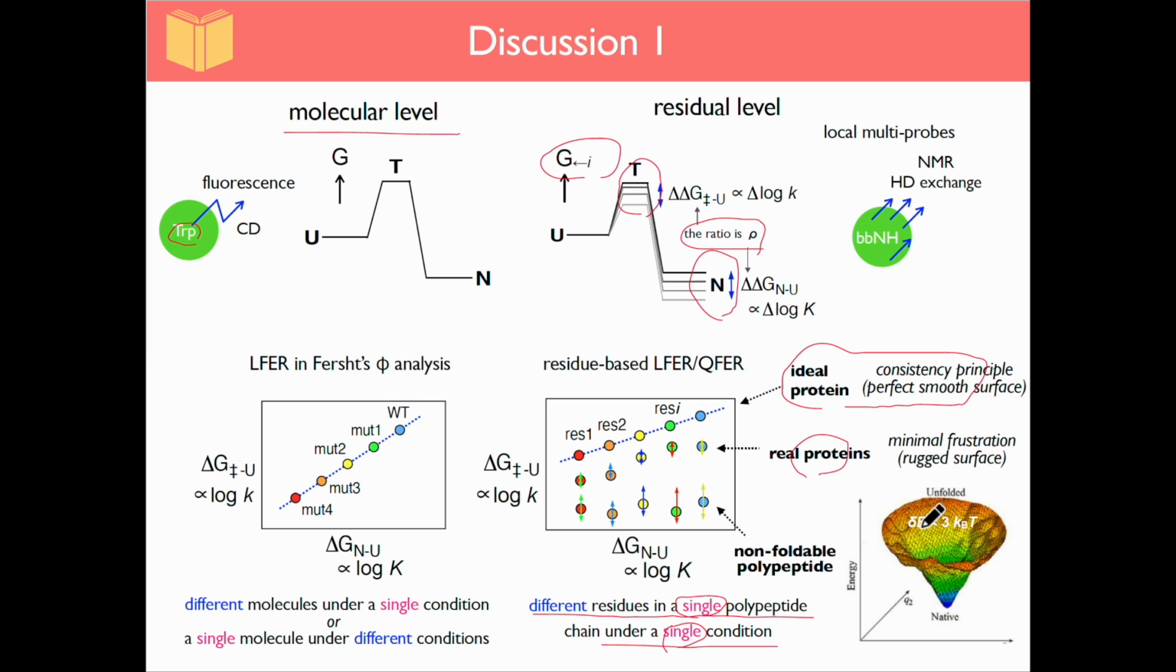This is a large surface. So folding rate decreases and there are some deviations from the perfect line. And we consider a non-foldable polypeptide chain, of course, with a very slow folding rate here and very large variations.